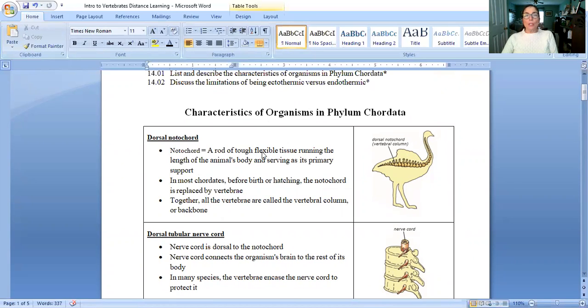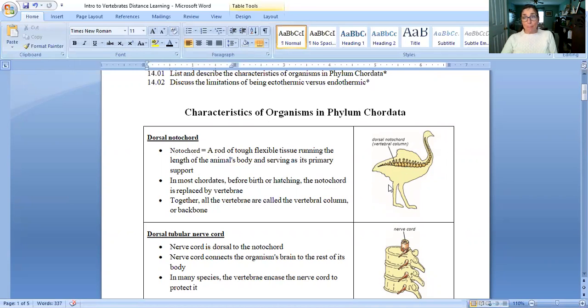So a dorsal notochord. A notochord is, as described here, just a rod of tough tissue that runs the length of the animal's body and is its primary means of support. In most chordates, and most chordates are vertebrates, this notochord develops into vertebrae, as you see here, and becomes the vertebral column or the backbone.